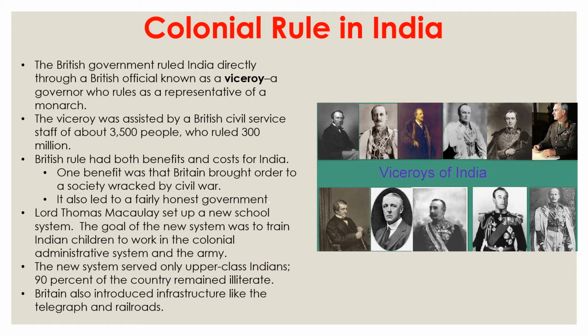Lord Thomas Macaulay set up a new school system, and the goal of that new system was to train Indian children to work in the colonial administrative system and in the army, to basically, I guess you would say, assimilate the Indian population into British traditions and British society. The new system served, however, only the upper class Indian population. 90% of the country remained illiterate, and Britain also introduced infrastructure like the telegraph and railroads, but to the benefit of the British, not really of the native population.